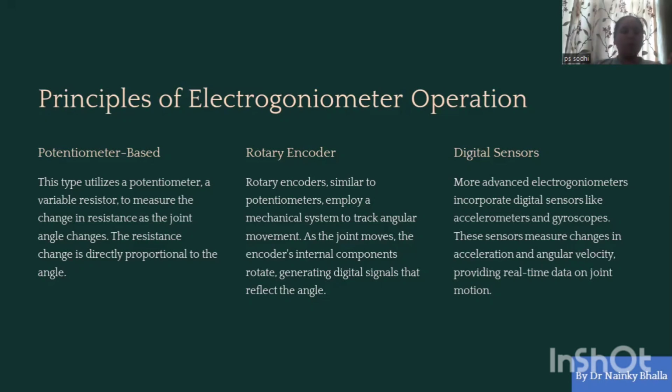With rotatory encoders, all the 3D motions can be captured, which played a very significant role in 2010. But nowadays we are using digital sensors. Now digital sensors basically use accelerometers and gyroscopes. They measure the change in acceleration and angular velocity and give real-time data of the joint motion. They keep on changing with these digital sensors.